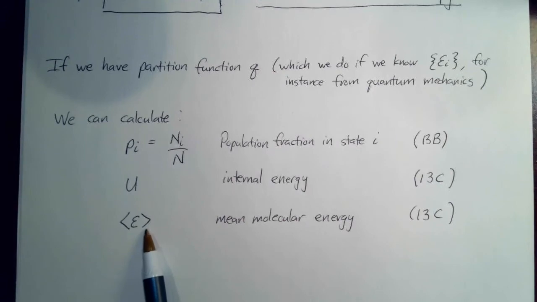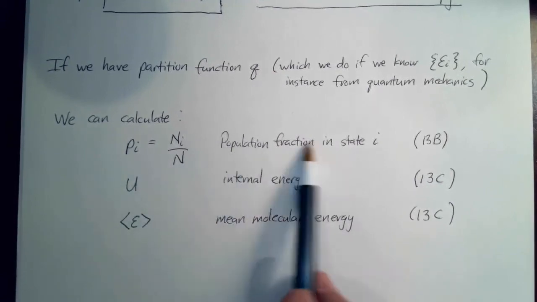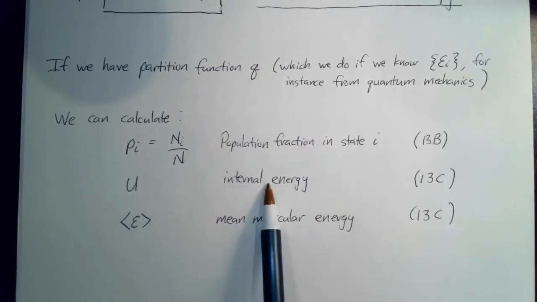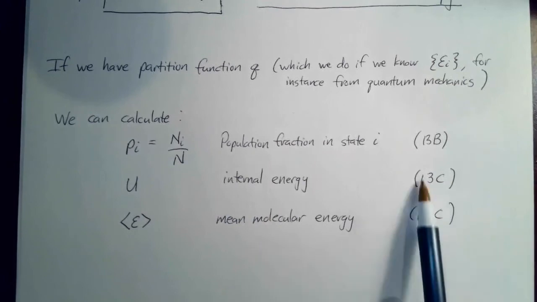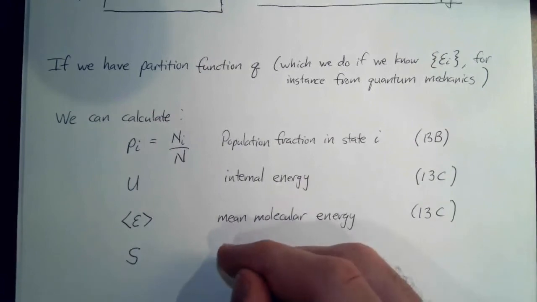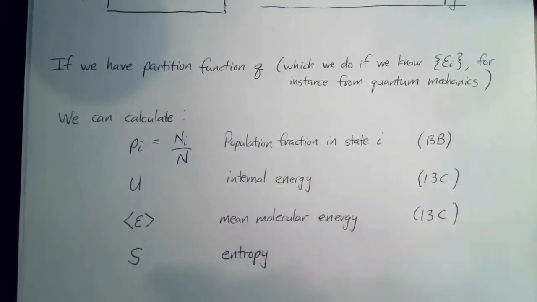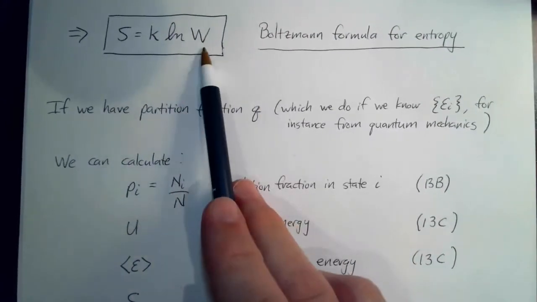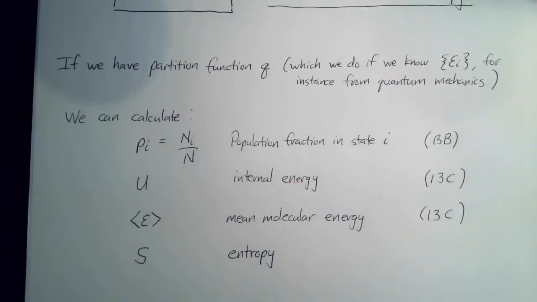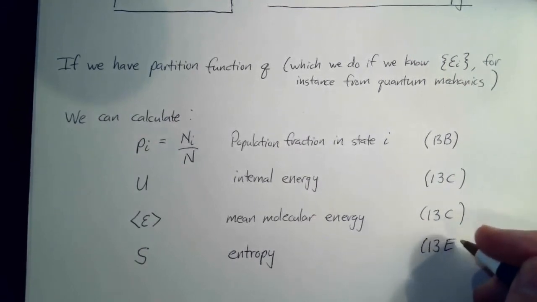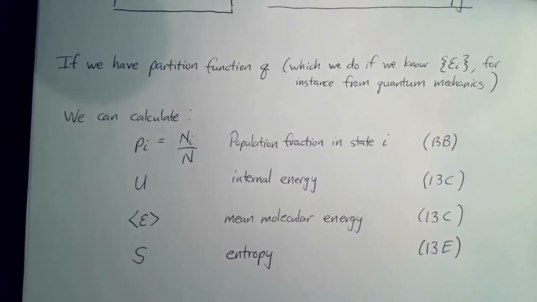We saw these three already, so you can calculate the population fraction that's in state i. That was in section 13b. You can calculate the internal energy and the mean molecular energy. Those were in 13c. You can also calculate from Q the entropy, S. And while I derived the Boltzmann formula for the entropy, which is in terms of the multiplicity, you can also find the entropy in terms of the partition function, which is also done in 13e. But I omitted that part.